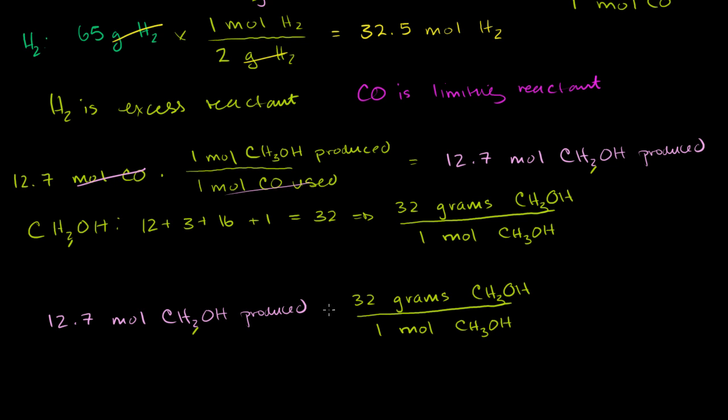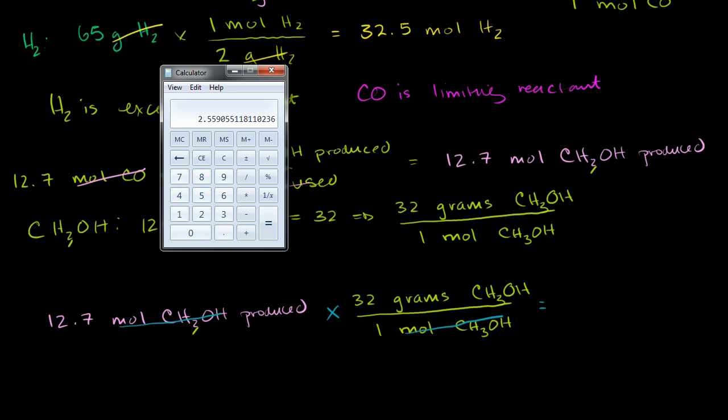And just like that. And then let's multiply these two. We have moles of methanol, moles of methanol, moles of methanol. And we're left with 12.7 times 32 is equal to, so let me use the keyboard again. Let me clear it out. 12.7 times 32.